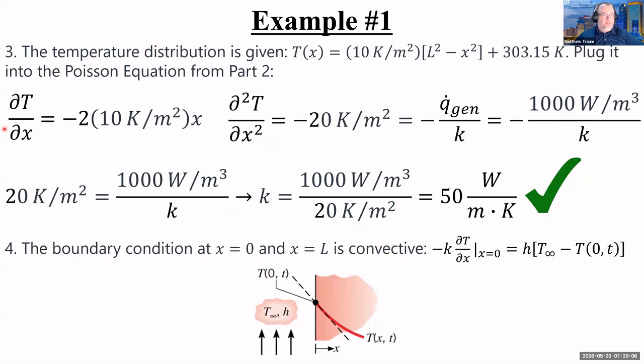All right, so step number 3. We're given the temperature distribution. I read it off before, but here it is again. So temperature in the X direction is 10 Kelvin per meter squared times (L squared minus X squared) plus 303.15 Kelvin. And so we're just going to start plugging that into the Poisson's equation that we got from step 2 to see what comes out. And what you will find is that the only thing that you don't know in the resulting equation is the thermal conductivity. So we end up solving for that.